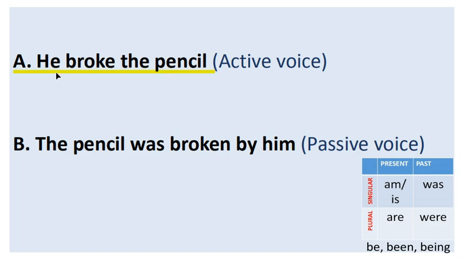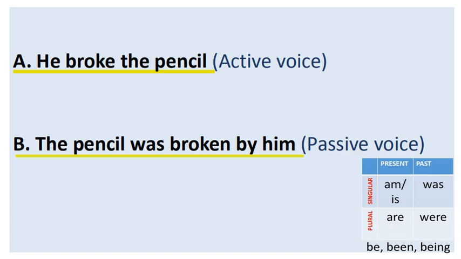Sentence A above is an active voice, while sentence B is a passive voice. Taking a look at both sentences, we realize that they have the same meaning, but with different arrangements. Sentence A, he broke the pencil. That is the active voice. Then sentence B, the pencil was broken by him. That is the passive voice.